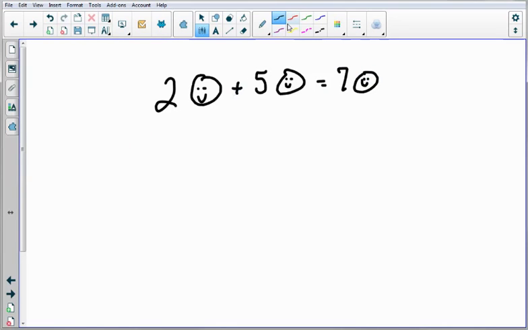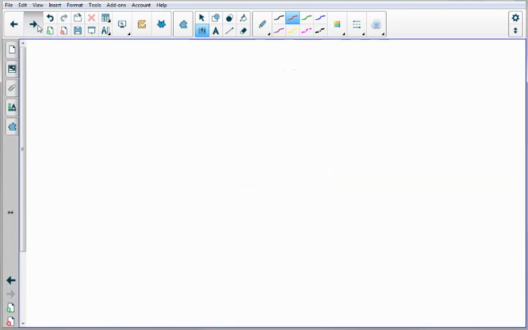Okay, now let's look at this. Let's do 3 smiley faces plus 4 unhappy faces. You can't combine those. They're not the same thing. That's like saying $3 and 4 pigs. What do you have? Well, you have $3 and 4 pigs. They're not the same thing. You cannot combine them. So it's the same thing with radicals. If you have 2 square roots of 5 plus 3 square roots of 7, they're not the same thing. I cannot combine them.